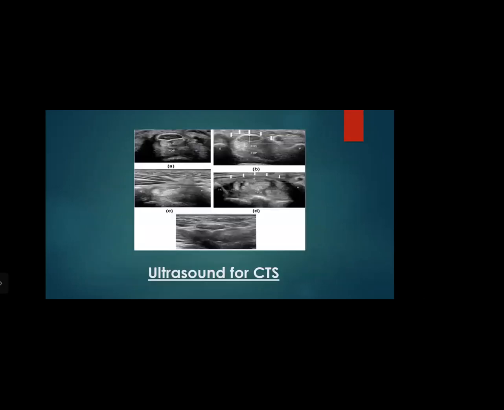So we can see this is the ultrasound for CTS. You can see the blacker area is the carpal tunnel, and it is compressed by all the intrinsic and extrinsic factors.